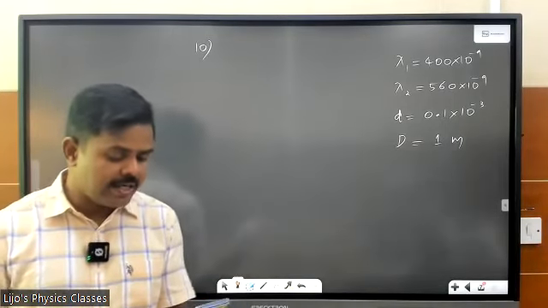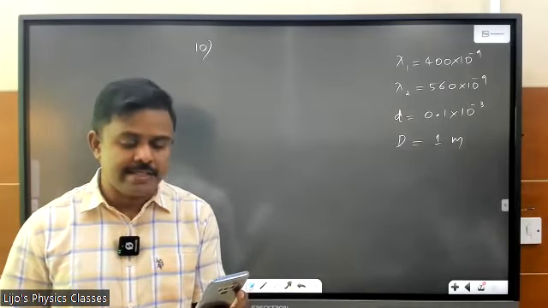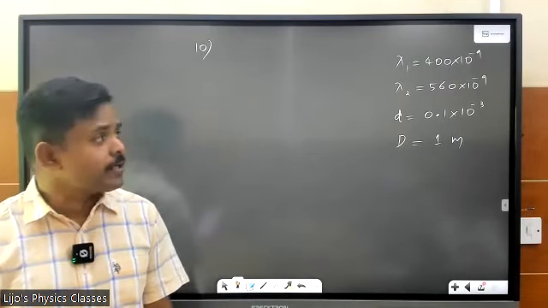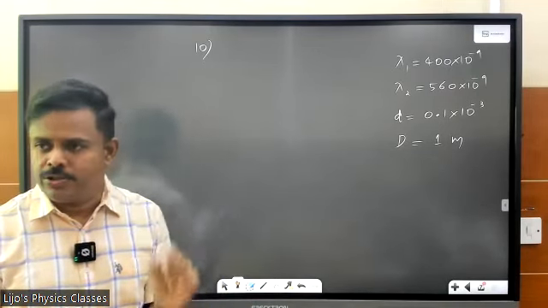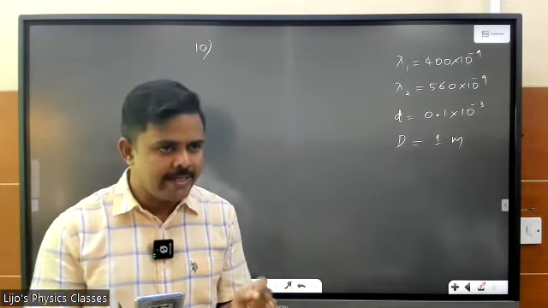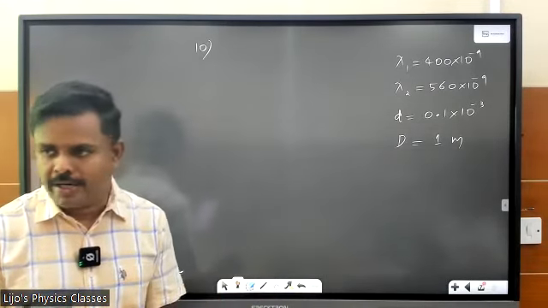We are moving to question number 10 now. This is an important one. In a YDSE, bichromatic light. Bichromatic means what? Two wavelengths, right? Usually we use monochromatic. This is bichromatic light. It's a typical question. All right.